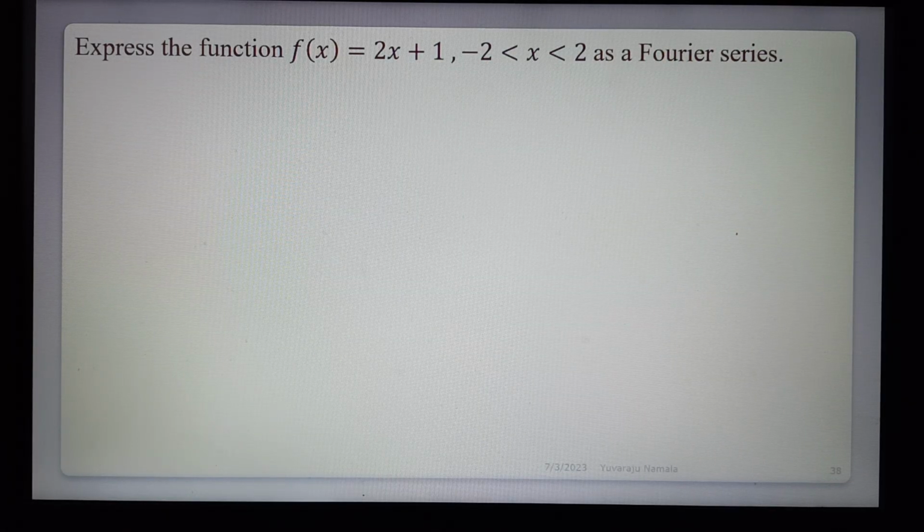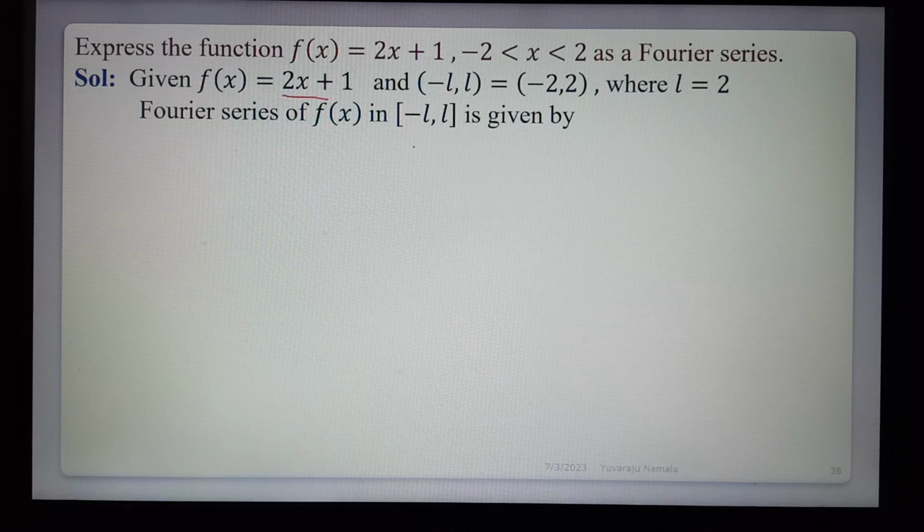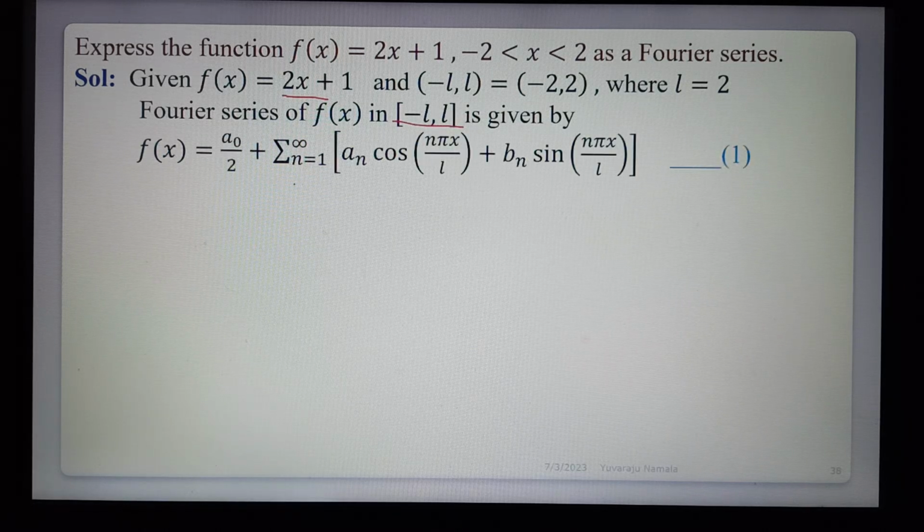Express the function f of x is equal to 2x plus 1 in the interval minus 2 comma 2. So this is minus 2 comma 2, meaning minus L comma L interval. Given function f of x is equal to 2x plus 1 in the interval minus 2 comma 2, where L is equal to 2. So the series in the interval minus L comma L, this is the Fourier series expansion of the given function in the interval minus L comma L.